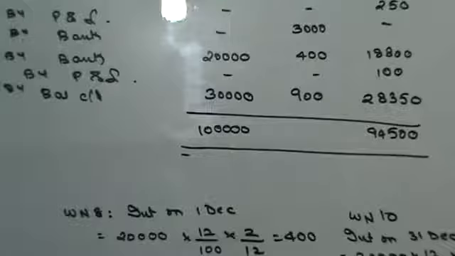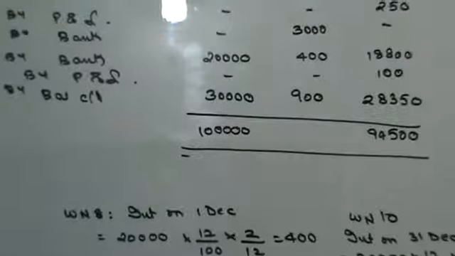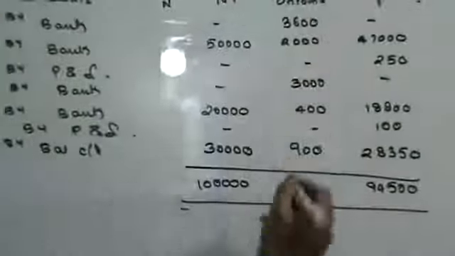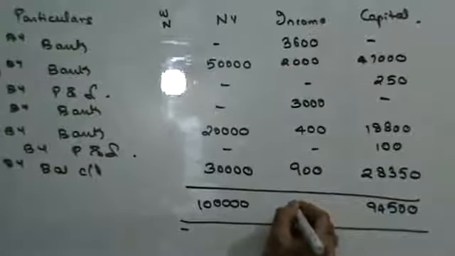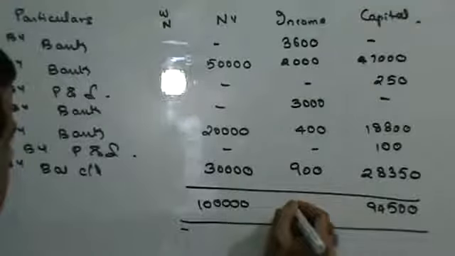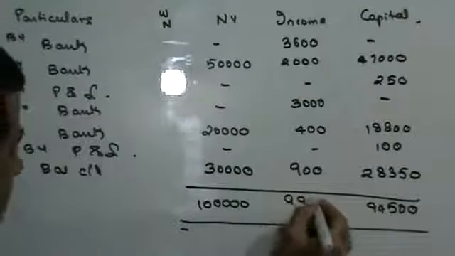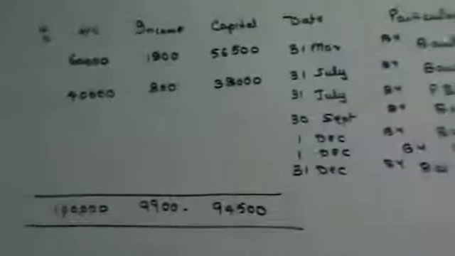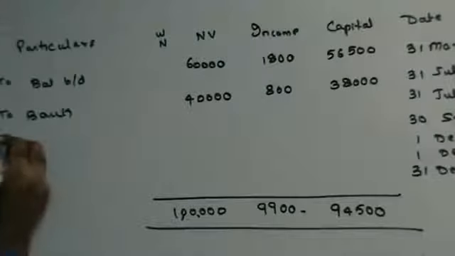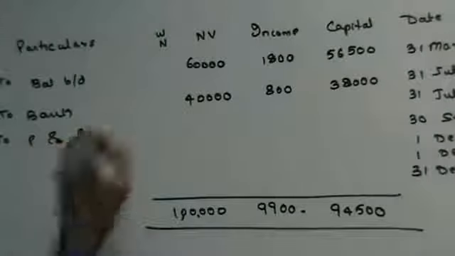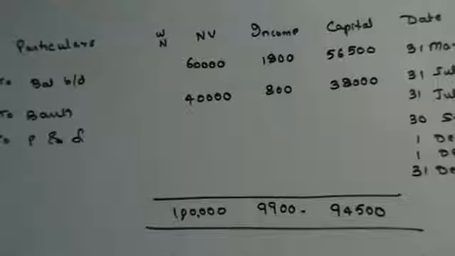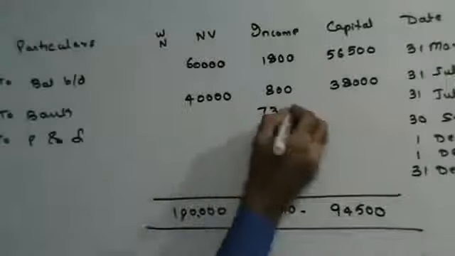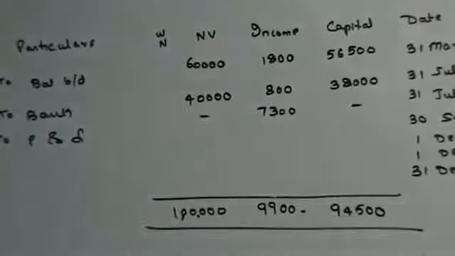Now let's tally the income account, guys. Someone please help me tally the income account. At the credit side of income, please. 9,900. This is 31st December to P&L. Someone please help me get this. 7,300. That finishes the sum.